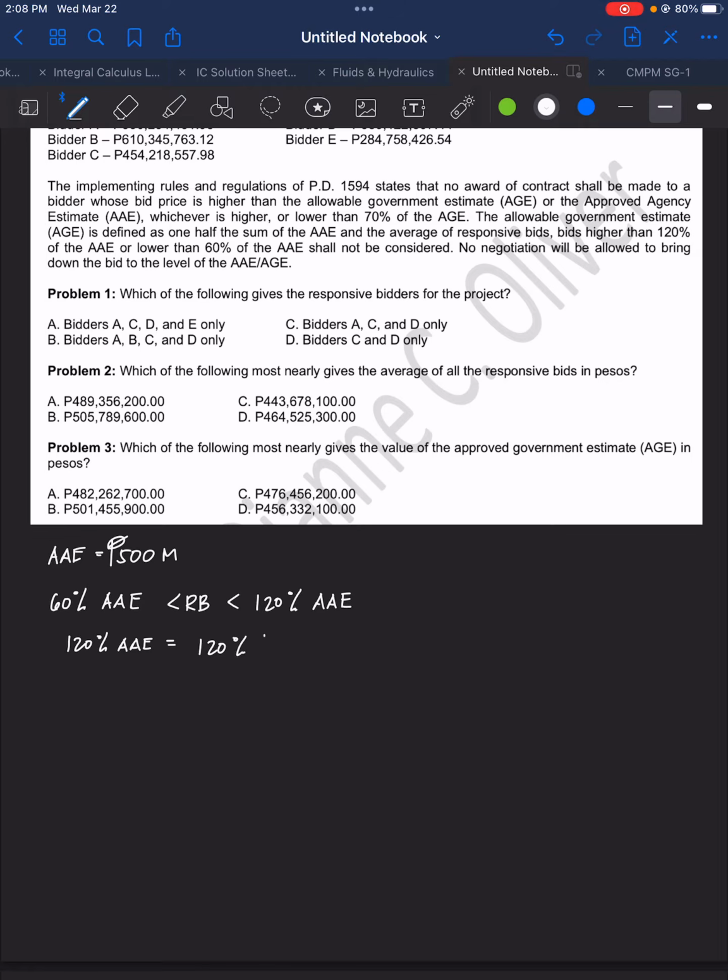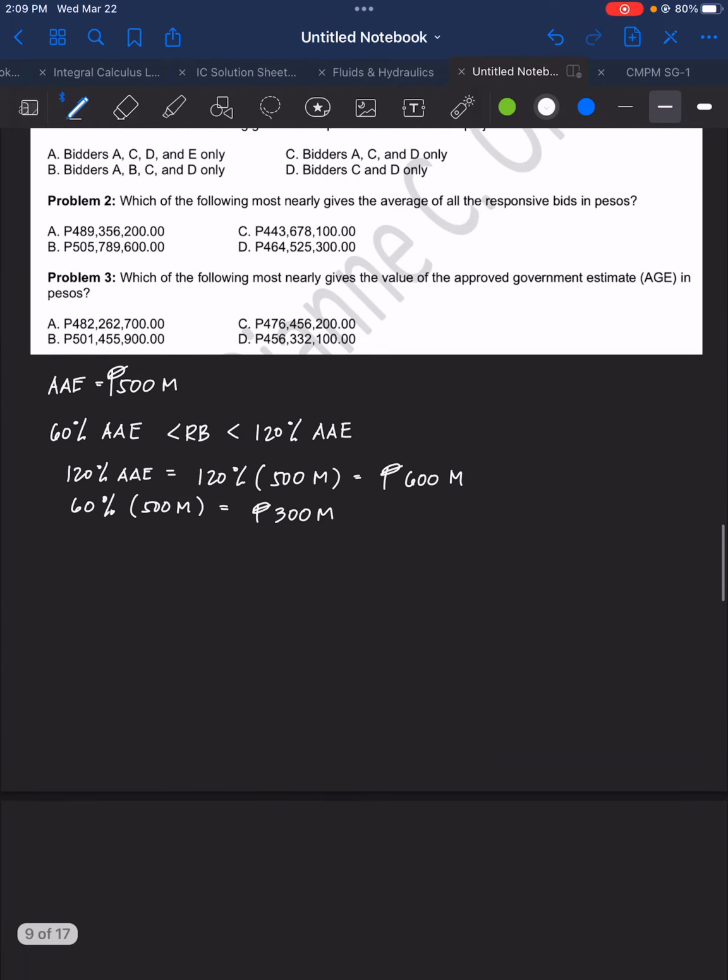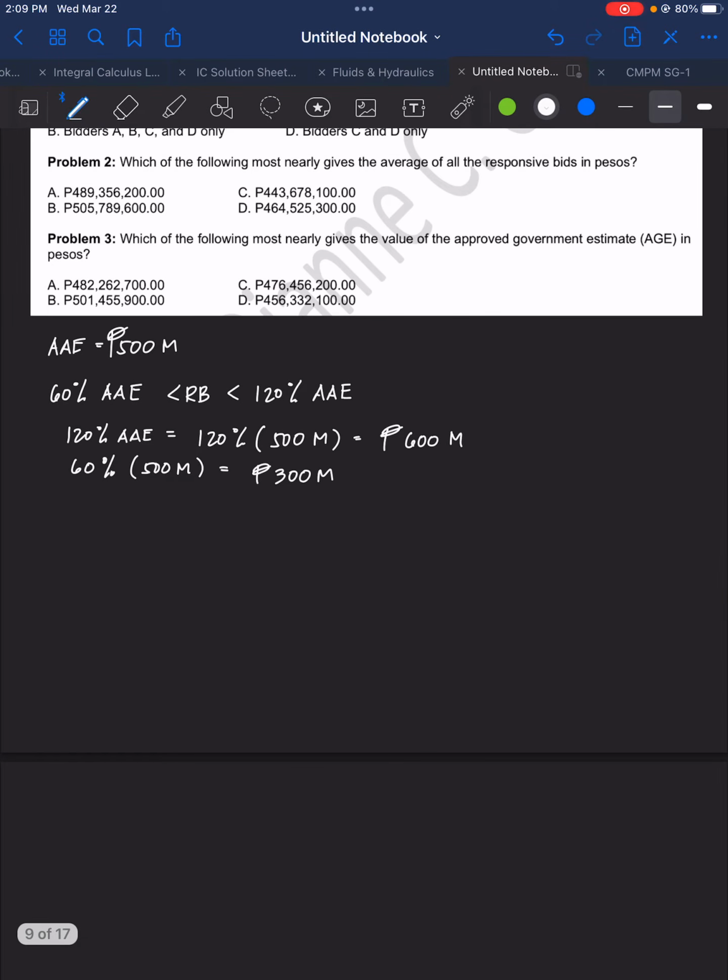So 120% of 500 million, that's equal to 600 million pesos. Whereas the minimum bid, the 60% of 500 million, that is equal to 300 million pesos. Okay, so we were able to determine the maximum and the minimum bid. Now let's find the responsive bidders.